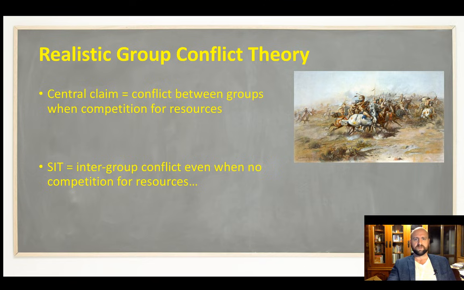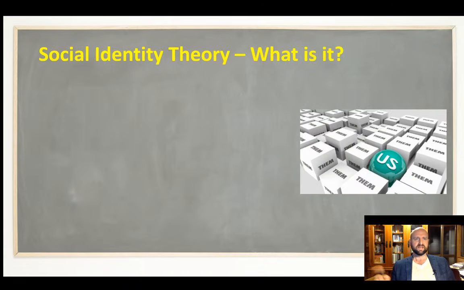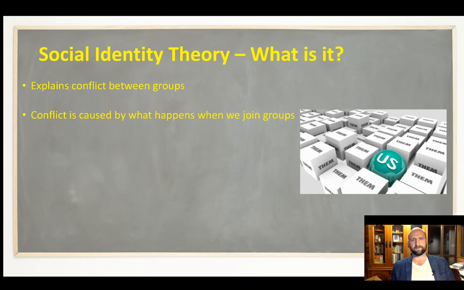That's one example. But social identity theory said, yeah, but we don't always see that it's a result of competition for resources. So how can we explain that? Now let's get into social identity theory. First, this is the important thing to remember: it's explaining conflict between groups. That's what the theory does. So we have to remember that.